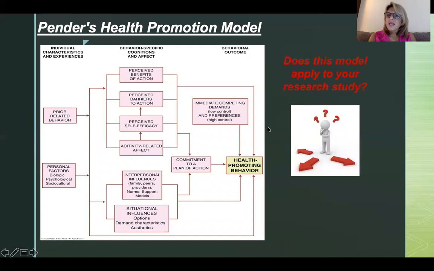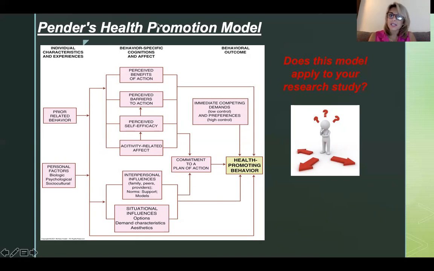Here we have Pender's health promotion model. Now, my question is, can you somehow apply this model to your research study? When I was doing my medicinal marijuana studies, I had no idea what model I wanted to use. But what I did know was I wanted to change the attitudes and behaviors of healthcare practitioners in terms of how they felt about prescribing it and how they felt it was going to help. I wanted them to change their attitudes and understand that it could potentially help a lot of their patients with chronic illnesses or whatever things they had going on with them.